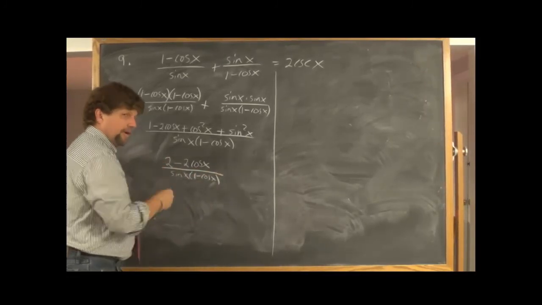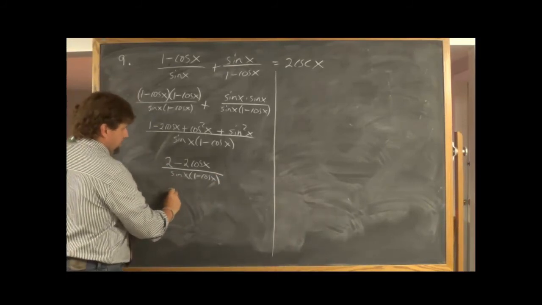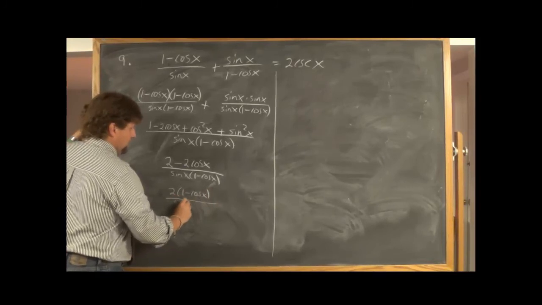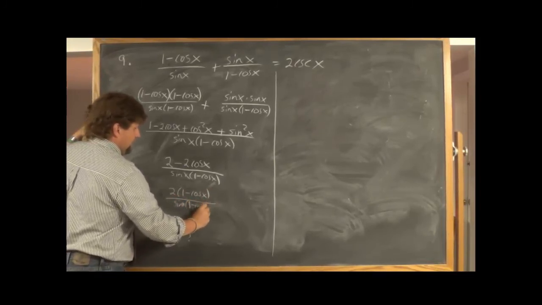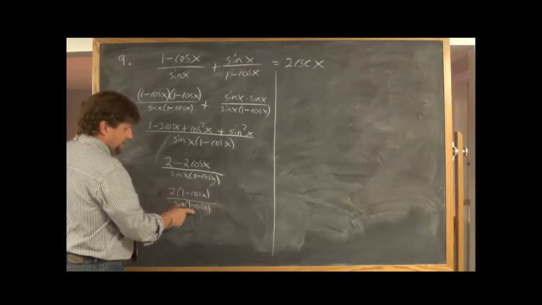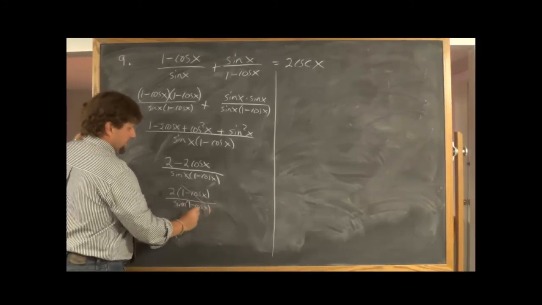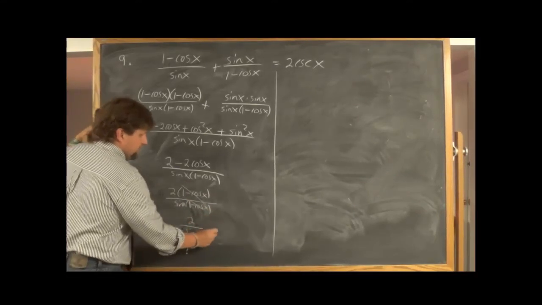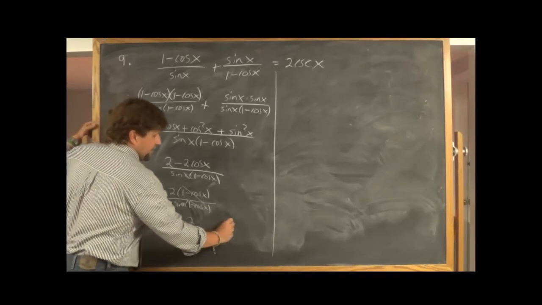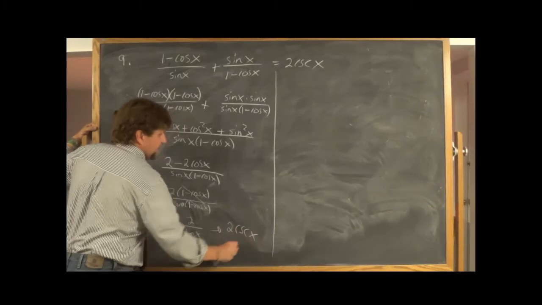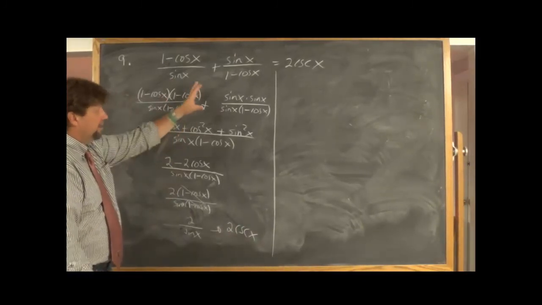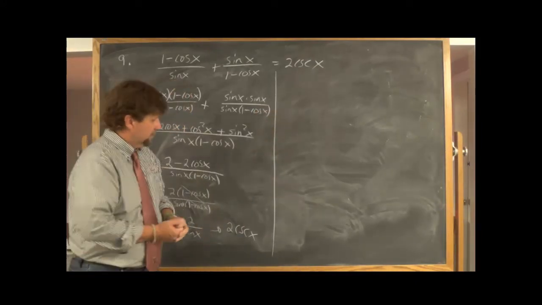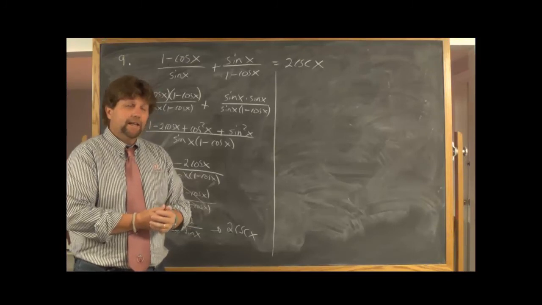And then look up here in the numerator, I can factor out a 2. And once I factor out the 2, I can cancel out the (1 minus cosine x) over the (1 minus cosine x). They cancel out, which leaves me with 2 over sine x. And 2 over sine x, well, that's nothing more than 2 cosecant x. I've done all of my work on the left side, and I finally matched the right side. So at this point, I'm done. I have verified the identity.